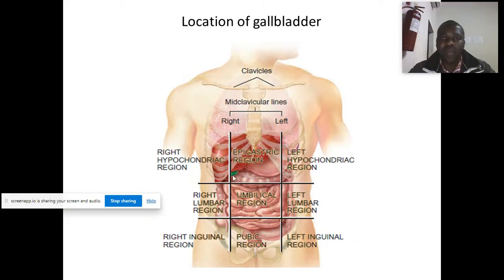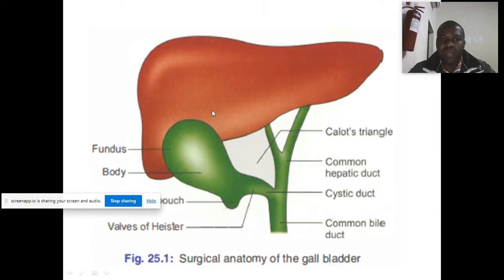So where is our gallbladder located? It's somewhere at the junction of the epigastric and the right hypochondriac region. Specifically, surgeons will tell you that it's in the right hypochondriac region. Okay. Now let's zoom in to see the actual appearance of this same gallbladder. This is the gallbladder. This is the liver.